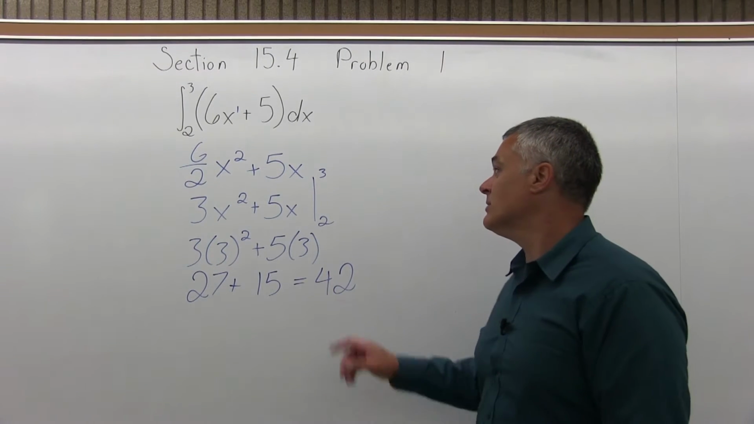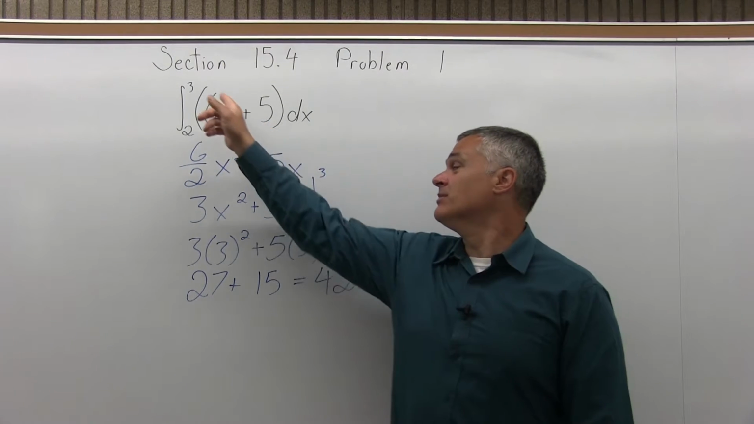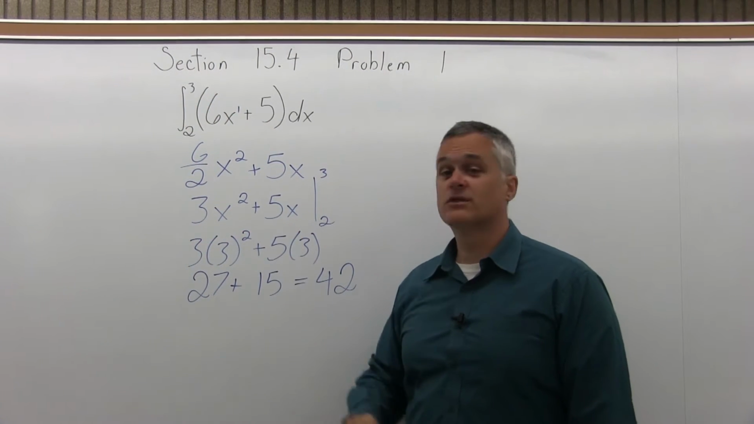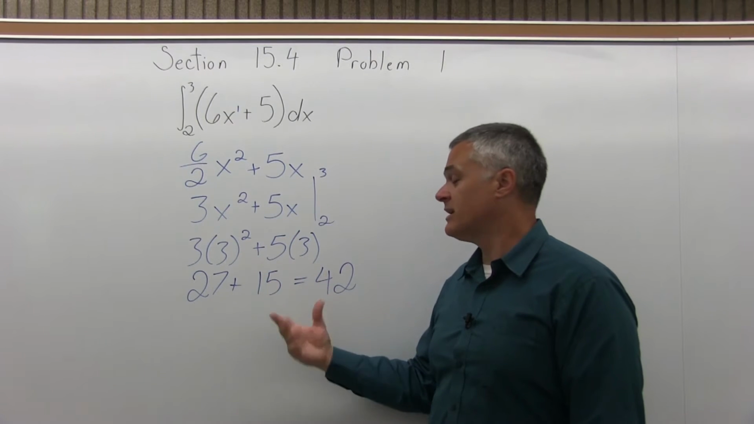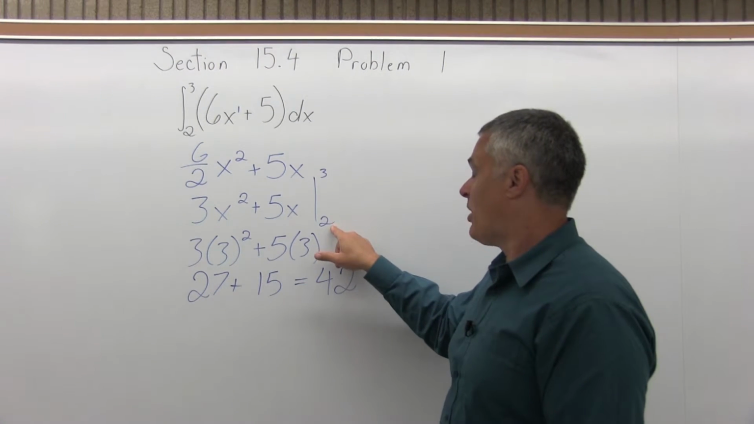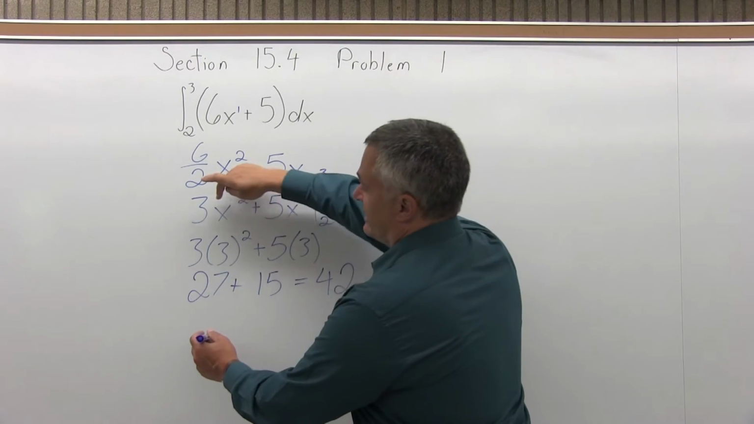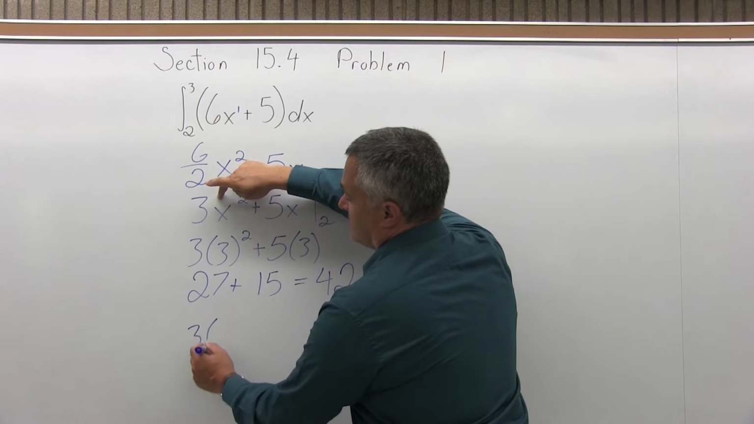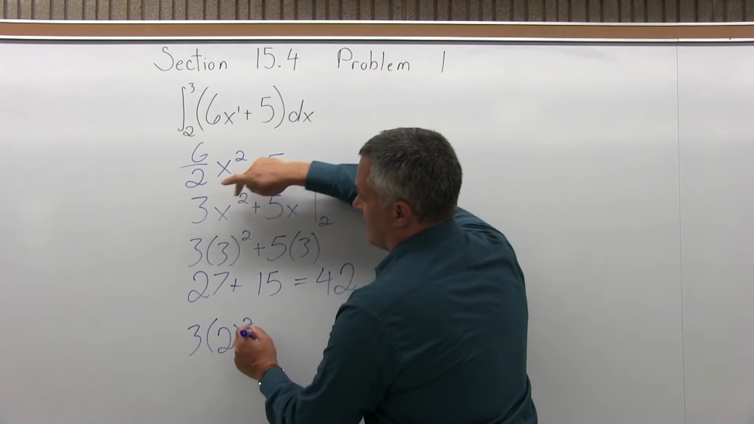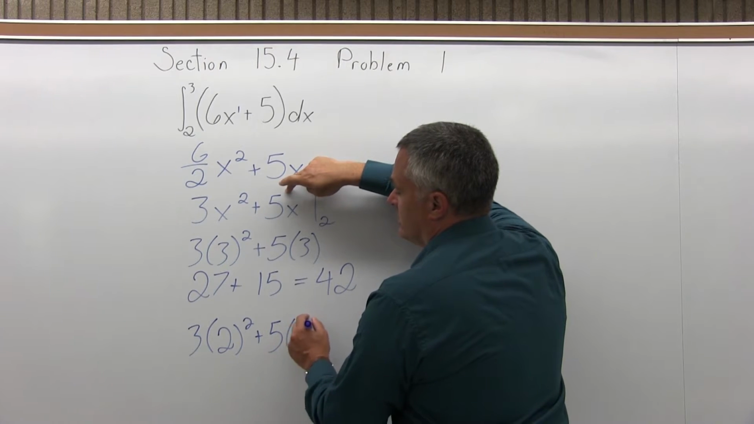So step 2 of the process is to plug in the top limit of integration into the answer for the integral. And we did. We put in a 3, we got an answer of 42. The third step is to put in the bottom limit of integration into our answer for the integral. So the 3x squared will become 3 times 2 squared, plus 5 times x will become 5 times 2.